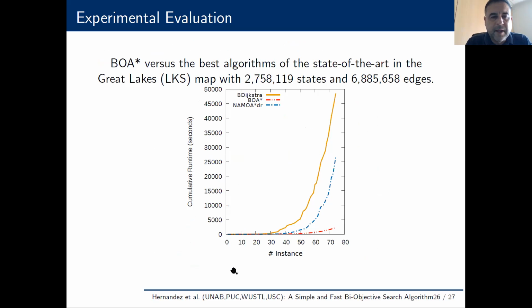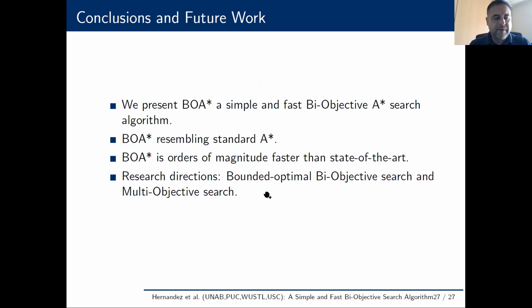In a bigger map, you can see that the instances are sorted by difficulty, and when the instance is more difficult, we scale better than the other algorithms. And finally, as conclusion, we present a bi-objective algorithm that is faster than the state of the art, an order of magnitude faster. As future work, we want to work on bounded suboptimal bi-objective search and multi-objective search. Thank you.